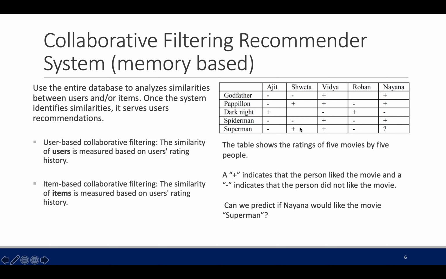We can also use the second approach, which is item-based collaborative filtering. We are actually comparing the rating of Superman with the ratings of the other movies. And in this case, we can find the rating of Superman is identical to the rating of Papillon. And because Nayana liked the movie Papillon, we would expect Nayana will also like the movie Superman.